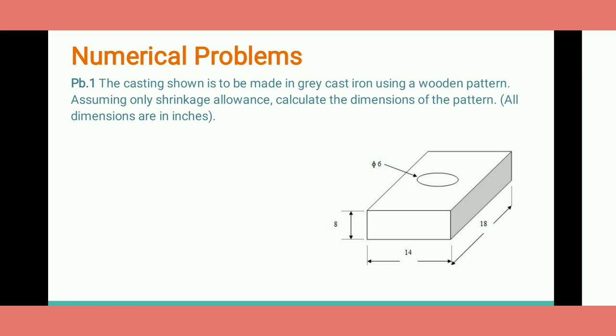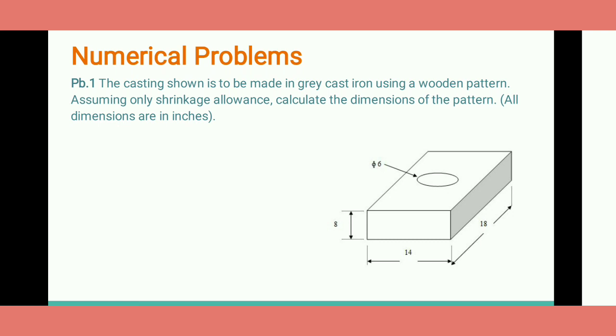So the problem is: the casting shown is to be made in gray cast iron using a wooden pattern. Okay, so the final casting will be of gray cast iron, but we are using a wooden pattern here. Assuming only shrinkage allowance, we have to calculate the dimensions of the pattern, and all the dimensions given here are in inches.